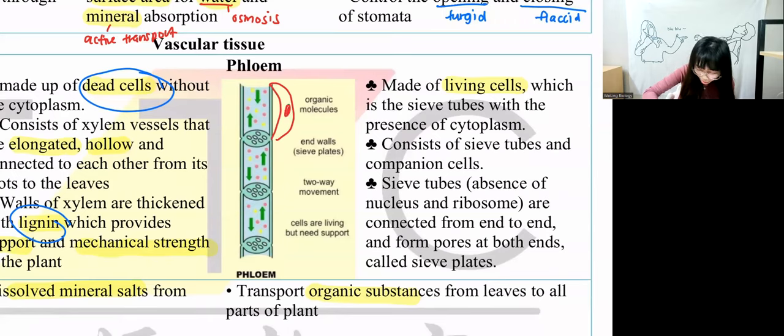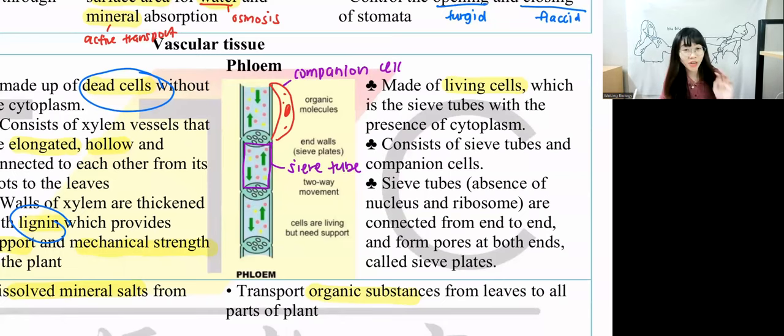I didn't find the diagram with the cell. So we call this cell as companion cell. Let me label over here. This is known as companion cell. Companion cell. This is a sieve tube. So every sieve tube will have a companion cell.